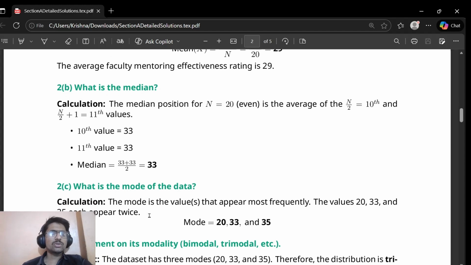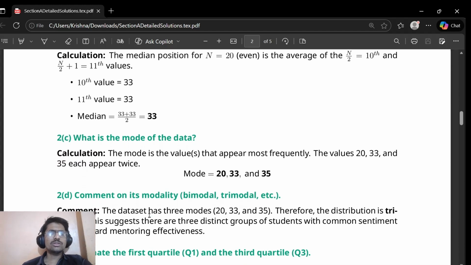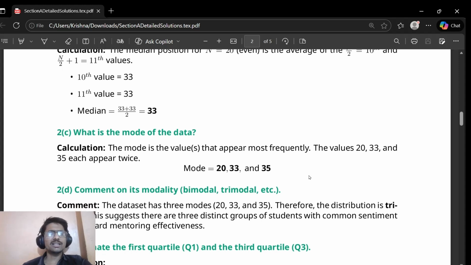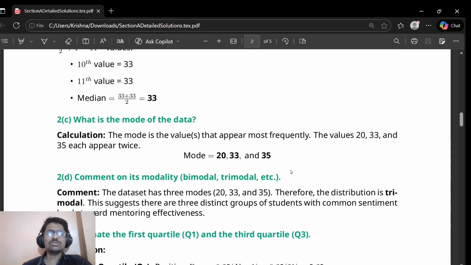So what is the mode of the data? The mode is the value that appears most frequently. The values 20, 33 and 35 each appear twice. So the mode is equal to 20, 33 and 35.